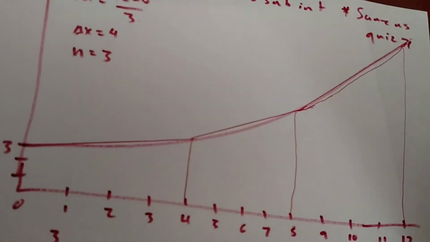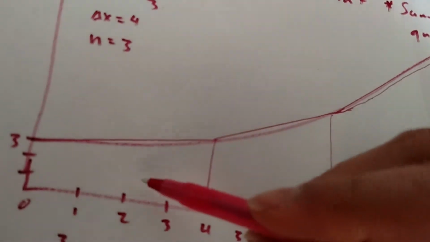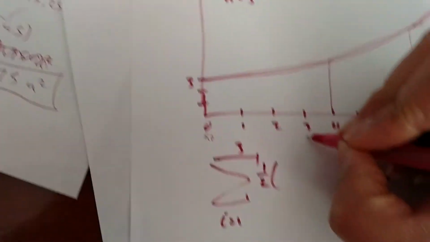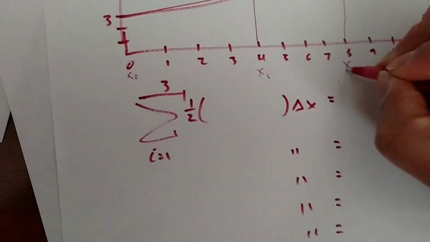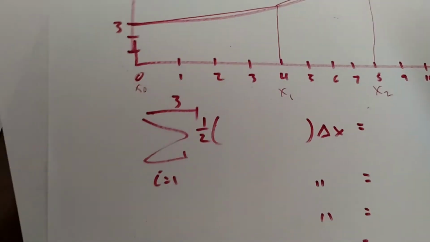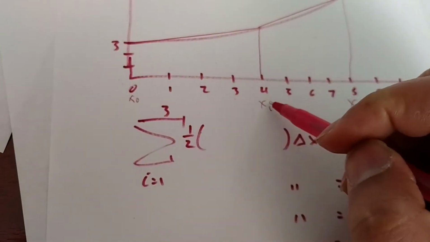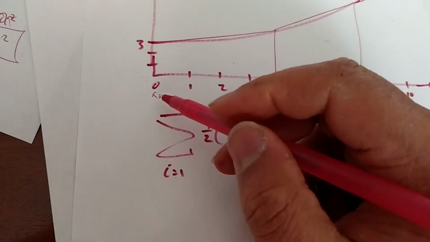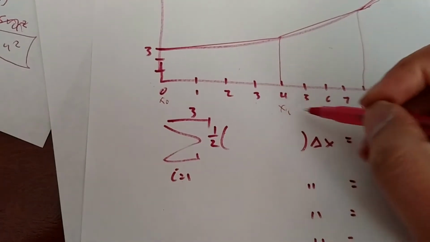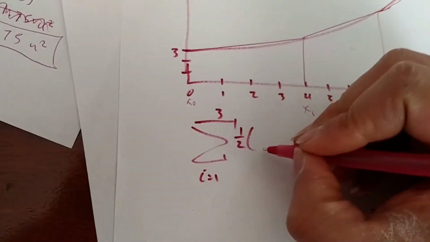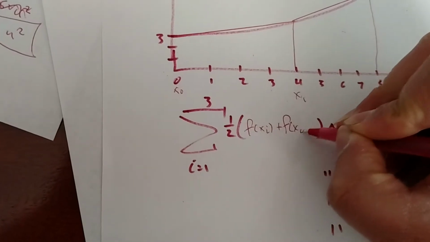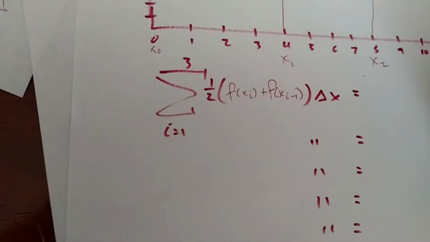Okay, so there are trapezoids. All right, trapezoid 1, 2, and 3. All right, y'all know that this is 1/2 base 1. So this is x sub 0, x sub 1, x sub 2, and x sub 3. Okay, so it's base 1 plus base 2. So basically that's the f of x of i plus the f of x of i minus 1, and delta x.